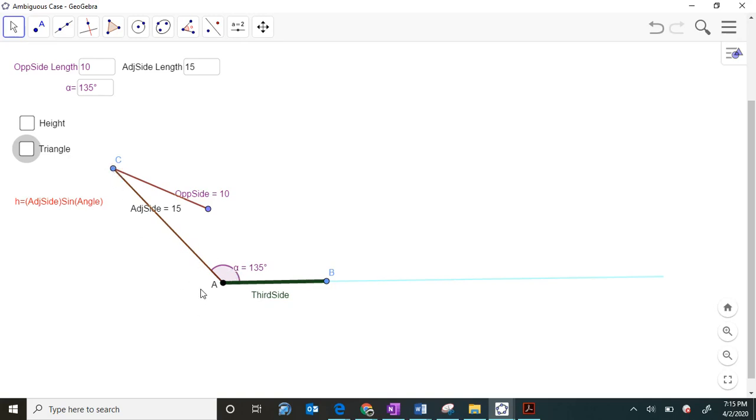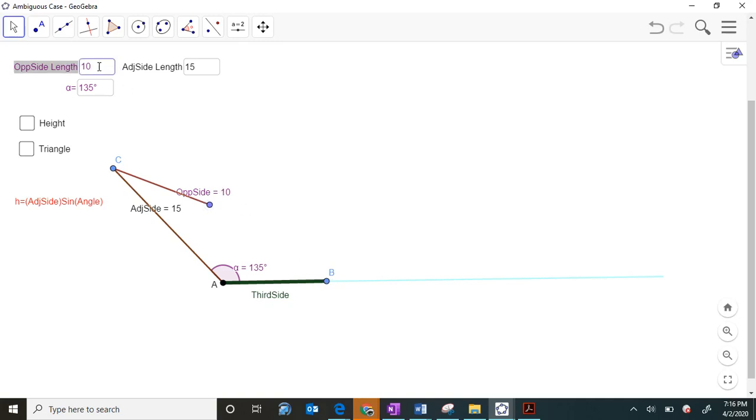The adjacent side is still 15. What could the opposite side actually be? If it's 10, we notice that we don't have the height anymore, because the height is going to be outside, since it forms a right angle if it extends over here. But if I have it be 10, it's not going to form a triangle at all, not even a right triangle, because it's an obtuse angle anyway. So it is not going to form a triangle.